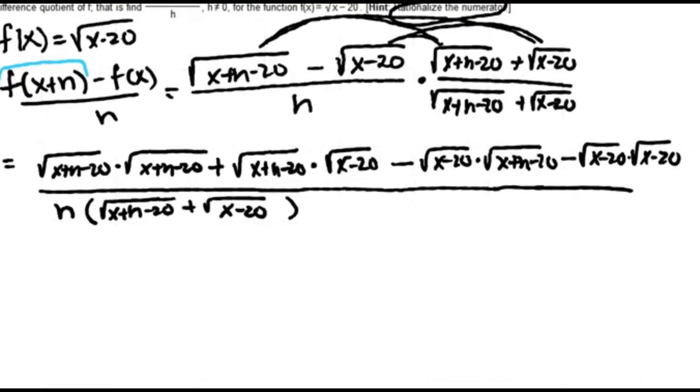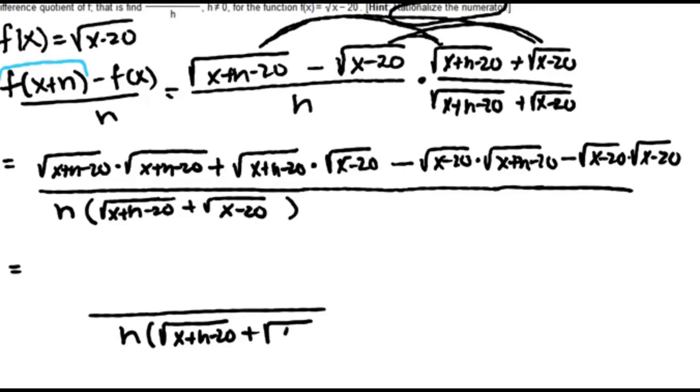So that's what we get when we multiply it out. We're going to simplify some more. We're going to still leave that denominator in factored form. So we're going to leave that as h times (square root of x plus h minus 20 plus square root of x minus 20).